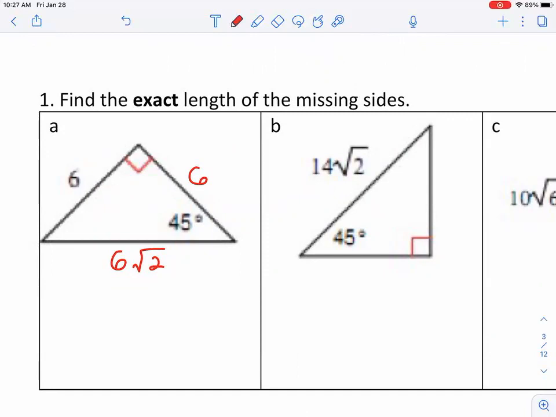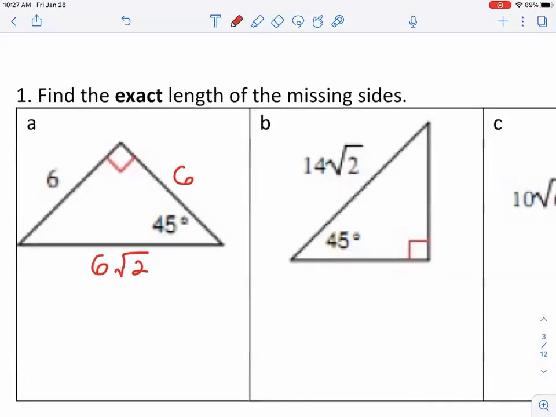So for 1b, the only difference is we're given the hypotenuse. This is our x root 2, which means our x is 14. So that means that the side lengths are 14 and 14. So pretty quick problems if we recognize it's a 45, 45, 90 triangle. The next ones get a little bit harder.